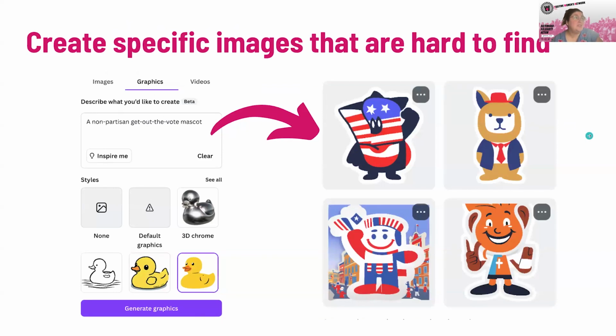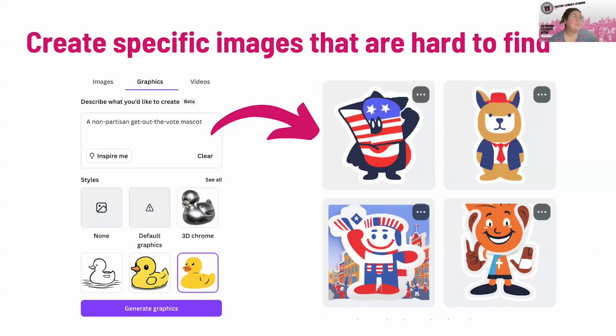You can create specific images that are hard to find. I can't tell you how many times I'm scrolling through Canva trying to find the perfect little thing, and I'm just like, I can't quite find it. I want some hands holding a pink flower, but it just keeps showing me white people's hands. And I want to show brown skin hands because we have so many brown skin members. And I want our representations in our graphics to look like our members.